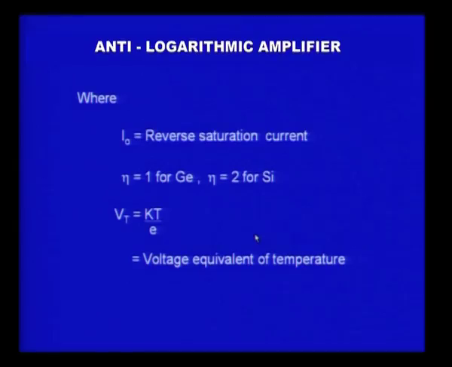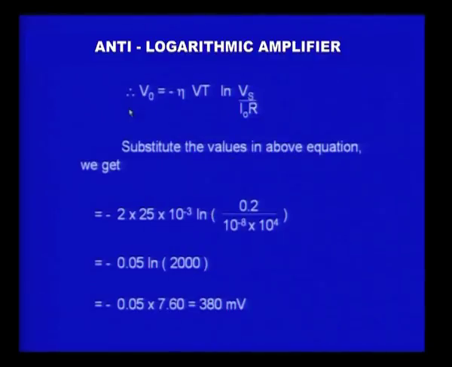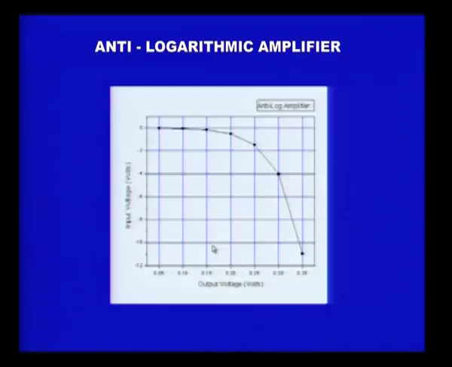And so, when you substitute the various constants for silicon, diode n equal to 2, etcetera, and kT by e, the Boltzmann constant and all those things, you find you get about 300 millivolt at the output when I apply about 200 millivolt at the input, when you simplify the numbers. I have also shown a graph here, which is a graph between input voltage versus output voltage.